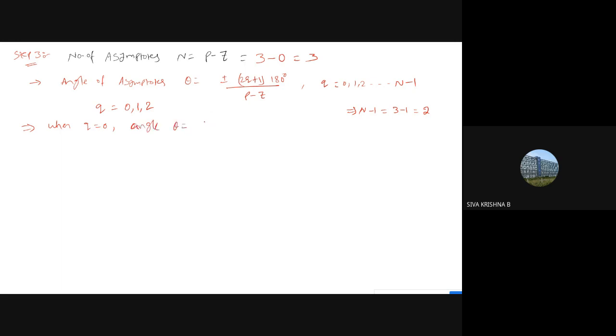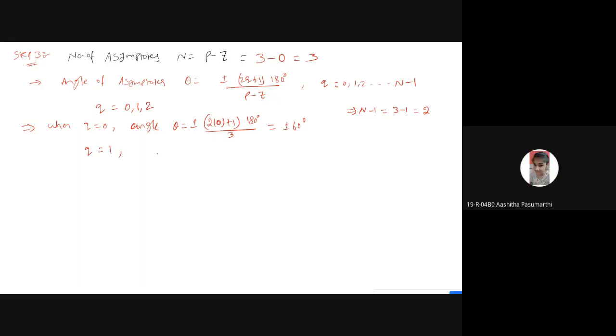substitute the q value and tell me the answer directly. 2 into 0 plus 1, into 180 degrees by p minus z, what is it? 3. p minus z is 3. So this 0 into 2 gets cancelled. The remaining is 180 by 3, which is 60 degrees. Is that right? Yes, sir.